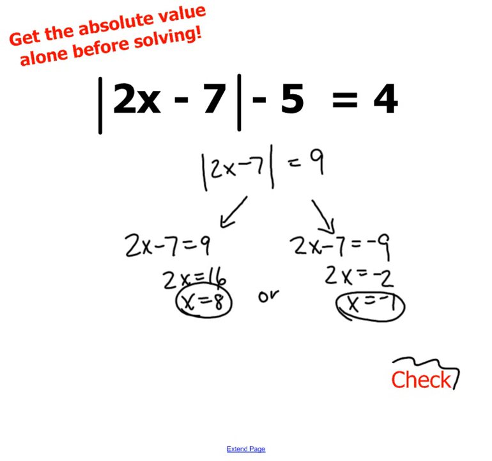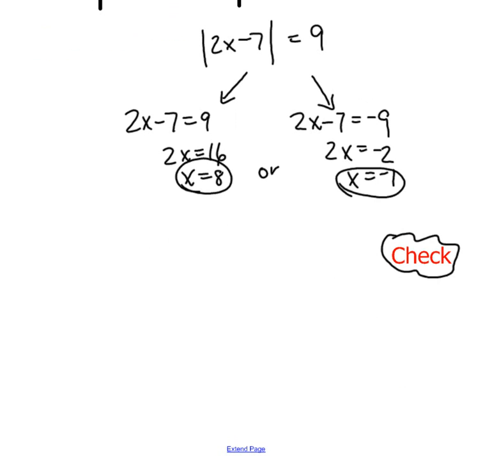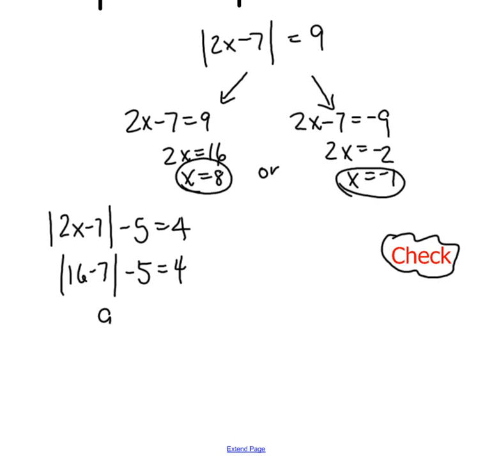Can't forget my lovely check. So I'm going to go down and I'm going to show my check. So I'm going to actually do it with the absolute values. The original equation, 2x minus 7 minus 5 equals 4. Plug in my 8. So 16 minus 7 minus 5 equals 4. And 16 minus 7 is 9, minus 5 equals 4. And so I get 4 equals 4. These are not formal checks. If you're asked to do a formal check, you can make it neater or whatever you need to do.